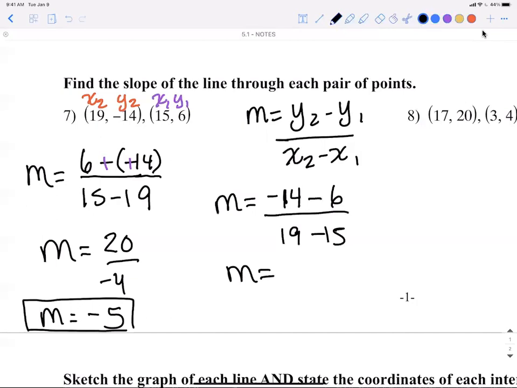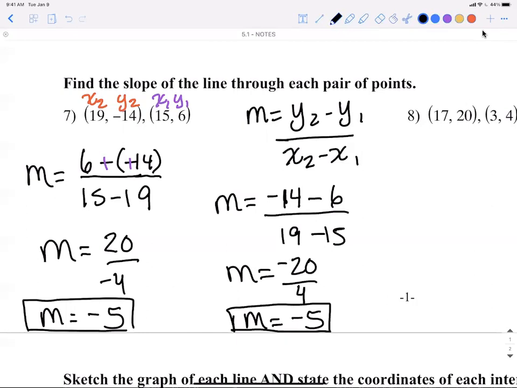Do a little simplifying here. -14 minus 6 is -20. 19 minus 15 is 4. And again, -20 divided by +4 is -5. So in both cases, I got -5 as my answer.